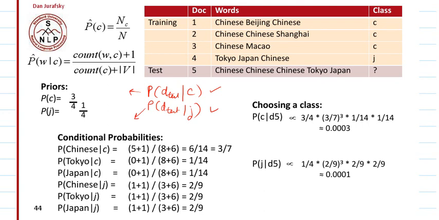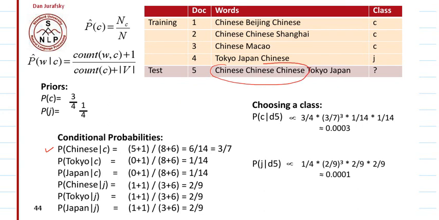So in order to calculate P of D test given C, I need to again break the document into different words. What are the different words here? That is Chinese, Tokyo, Japan. So I calculate the P of Chinese given C. Since I am having the count of Chinese as 3, I won't calculate it again and again. I will just calculate it once and multiply it by 3, right?